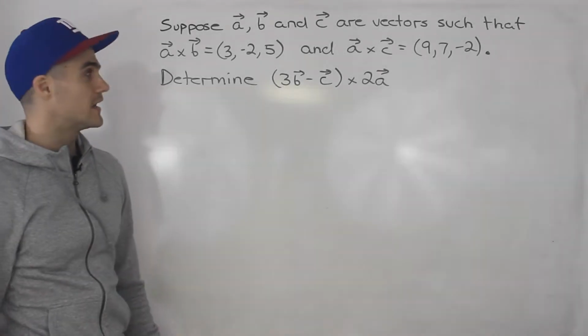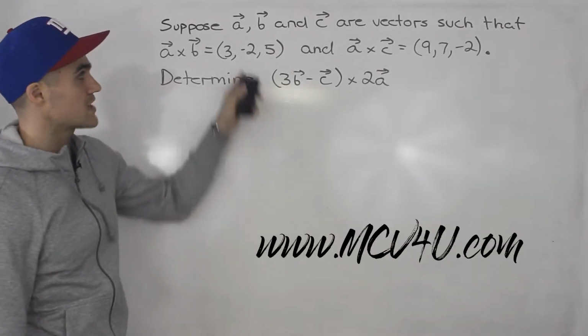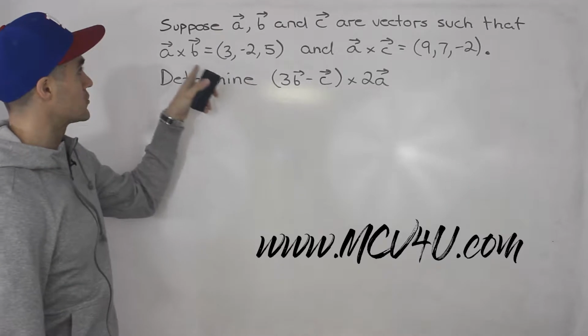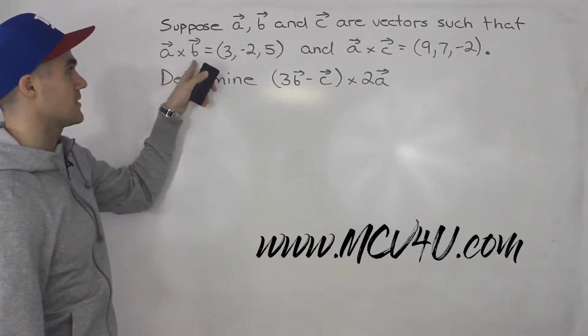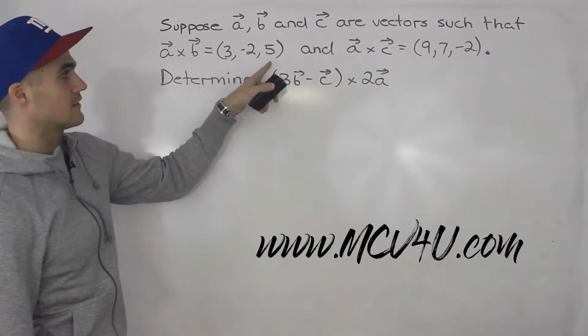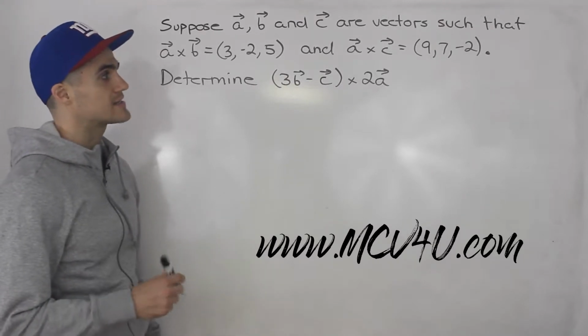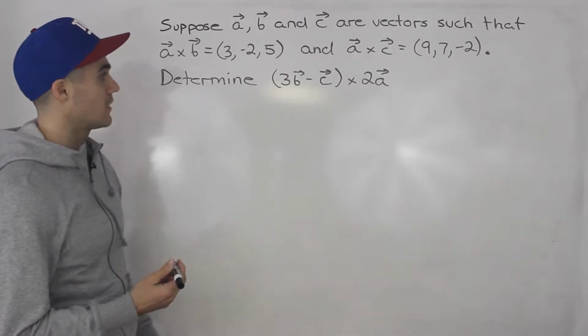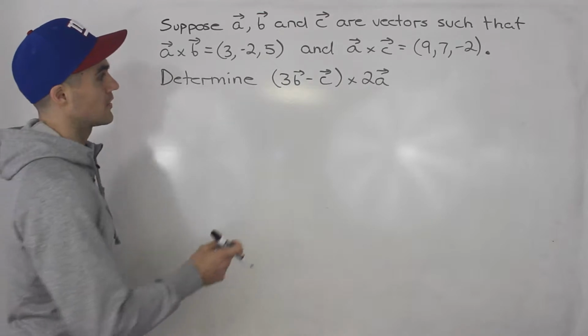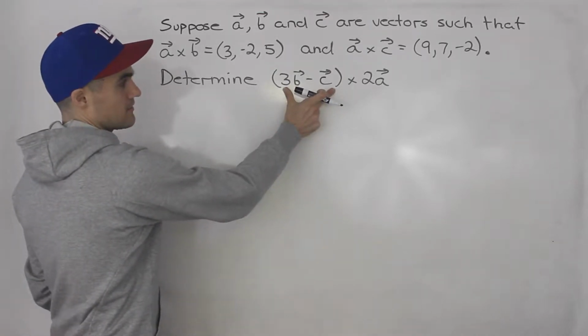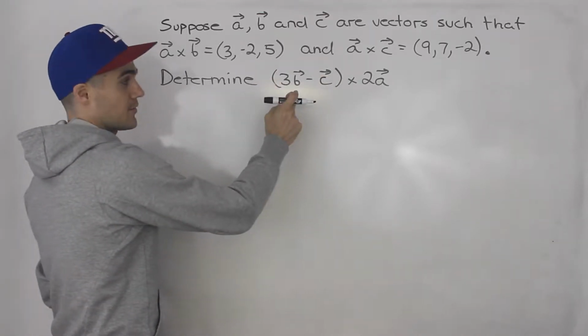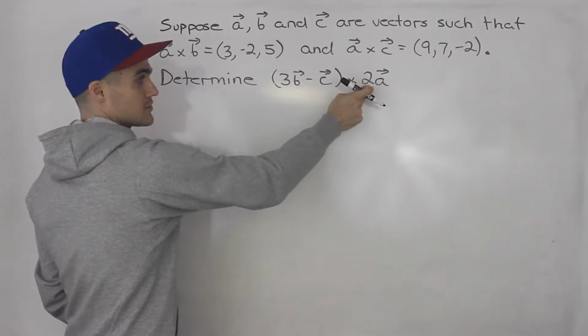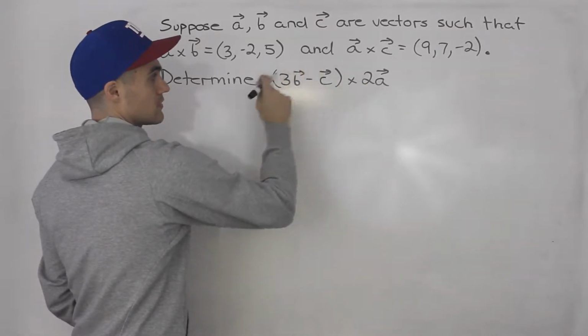Welcome back, everybody. In this video, we've got three vectors, A, B, and C, and we're told the cross product between A and B is <3, -2, 5>, and the cross product between A and C is <9, 7, -2>. And we have to determine the cross product between 3B minus C, which is a vector on its own, and 2A. So the cross product between those two vectors.